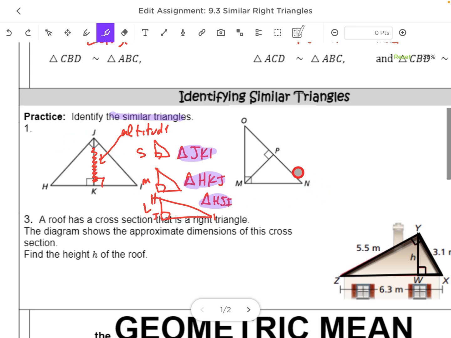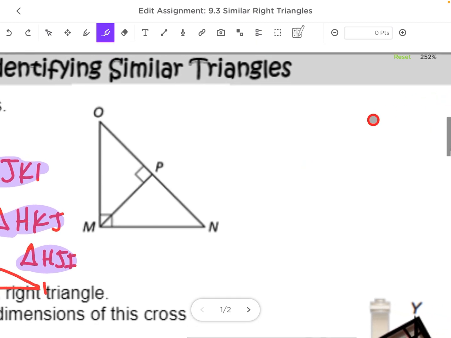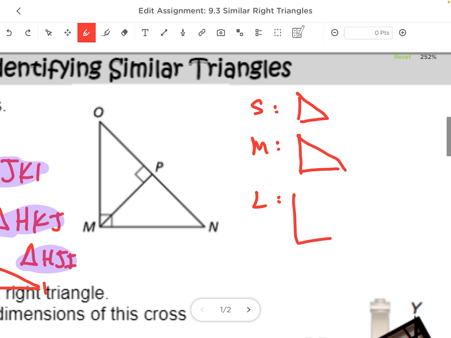Now let's think about this one. Try this one on your own. Let me start with a small, medium, and large. Our small one, then our medium one, then our large one. We're going to put our right triangle. Let's look at the large one. The right angle is right over here at M. So we're going to start at the left side.